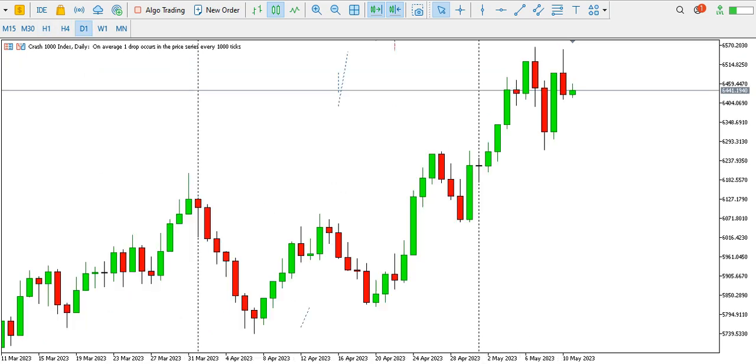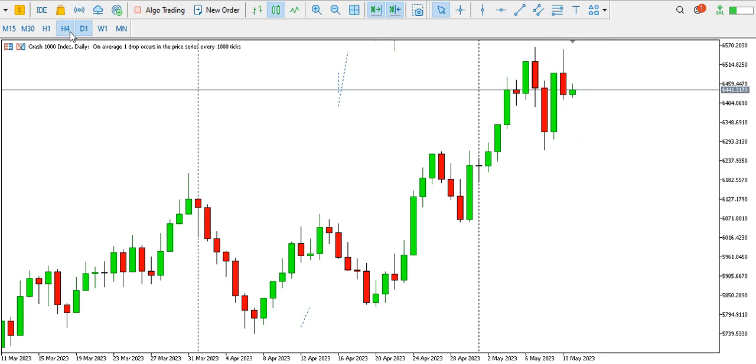Let's go to crash 1000 index. This is the daily time frame for crash 1000 index. You can see we are trying to have a double top for crash 1000 index. Double top. But this boom and crash index could just go up.